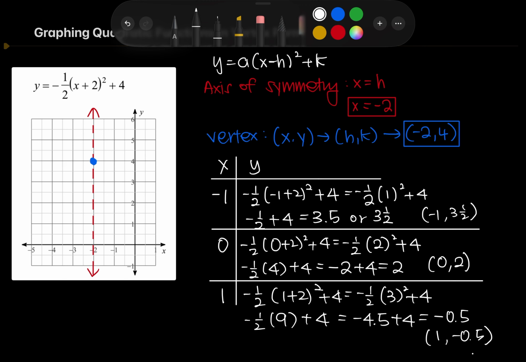Okay, so I'm going to graph them. The first one is negative 1, 3 and 1/2, so that should be all the way up here, and I'm going to reflect it right here. The next one should be 0, 2, and I'm going to reflect it right here. The next one is negative 0.5, so that should be under the x-axis. You can kind of see your U-shape. If you do not see your U-shape, then you did something wrong, so make sure you're getting the U-shape here. There you go. And that's it.